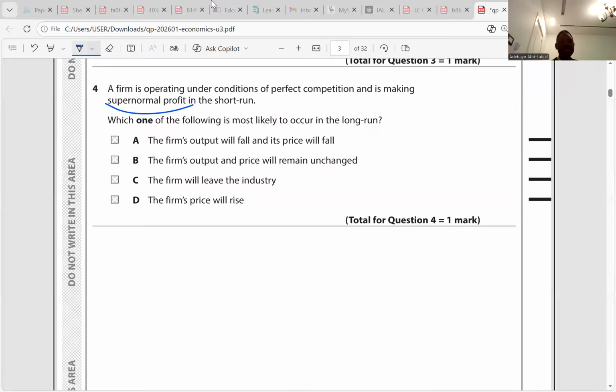So it's not C. The firm's price will rise. Price cannot increase because potential new firms are coming in. The supply curve will shift rightward, and because your supply curve is shifting rightward, it reduces the price of the product. So the only option that is right here for the conditions of a supernormal profit and perfect competition is that an individual firm's output would fall and the price is expected to fall. So question 4 is A. We go to question 5.